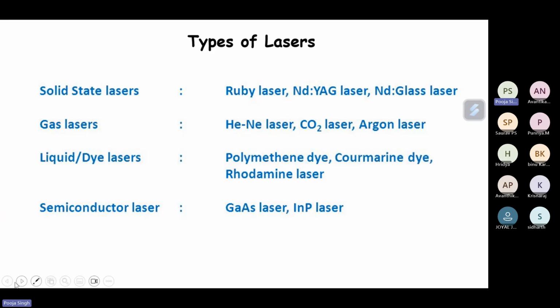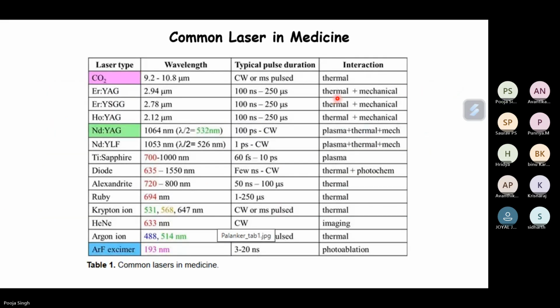And then if you're talking about the common lasers that we are using, which are important for us in medicinal purposes, we are able to see that you have different CO2 lasers and other kinds of diode, sapphire, krypton, helium, neon, argon. So each has its own wavelength of light. Okay, so whatever laser it is emitting, it has its own wavelength. Okay, so these all are the wavelengths.